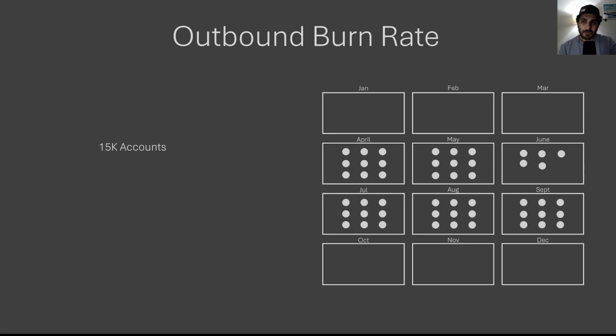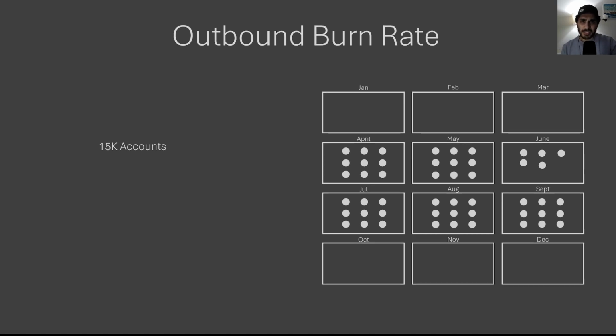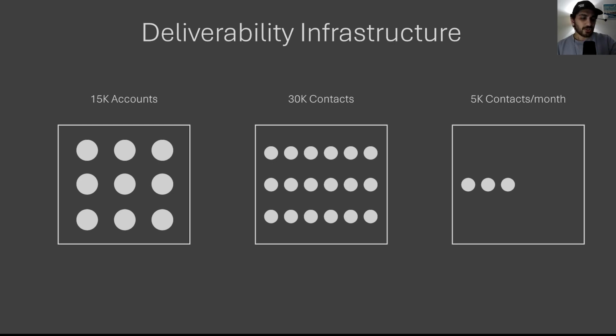Okay. So we've got our 15,000 accounts, and we determined that we want to spread them out over 6 months. And that's how many companies we want to reach out to on a monthly basis. All right. So that was reason number 1. The second reason is this helps us figure out what our deliverability infrastructure is going to be.